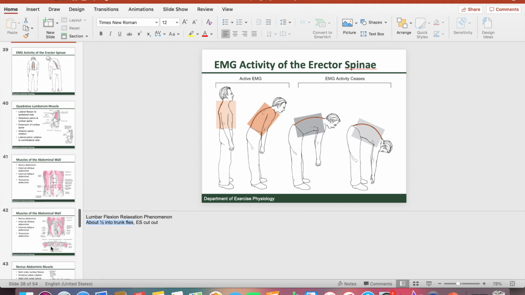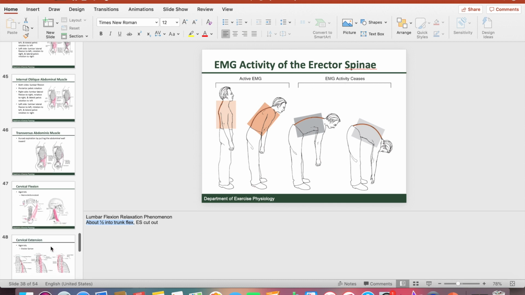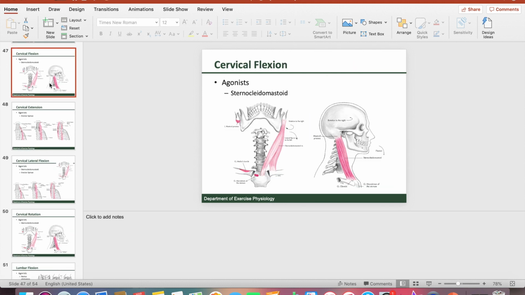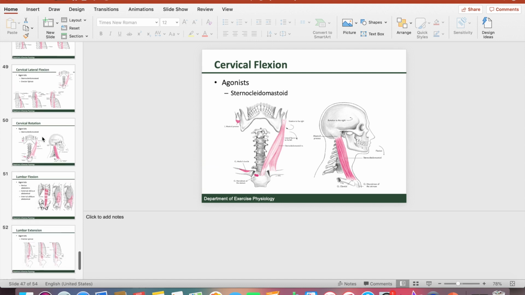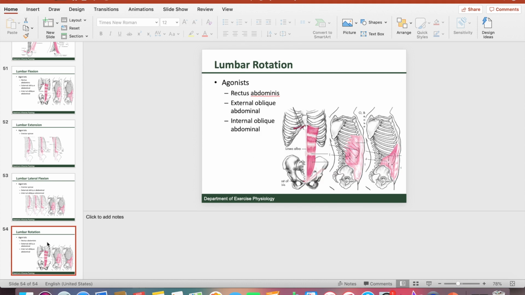Okay, as we progress through the future slides here, you can read through these on your own, and starting at slide 47, here are your agonist slides. Slides 47 through 54 are the slides that you will use to create a study guide in order to complete the movement analysis.